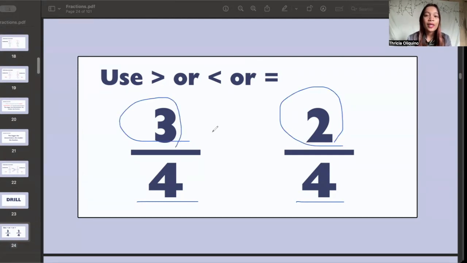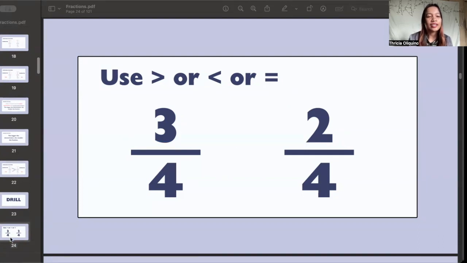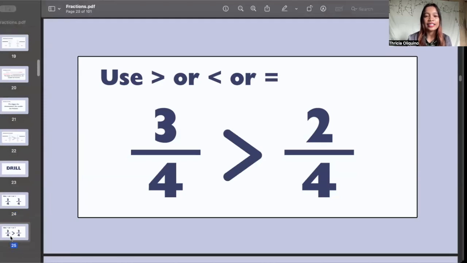Okay, so it's 3/4. The fraction with 3 as the numerator is greater than 2/4. Good job. Another one. Let's try another one. Yeah, that's the answer.